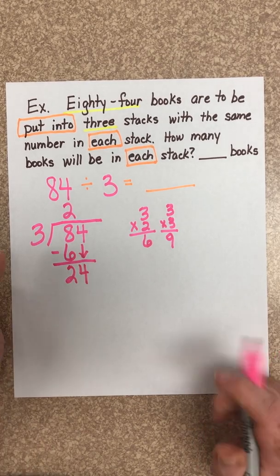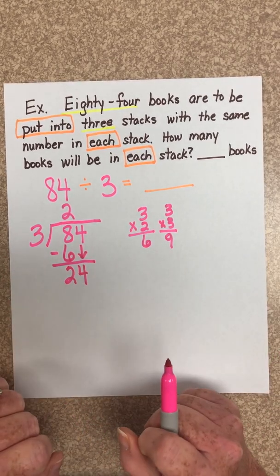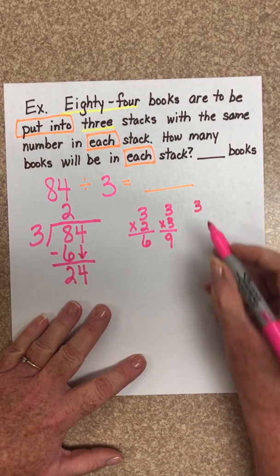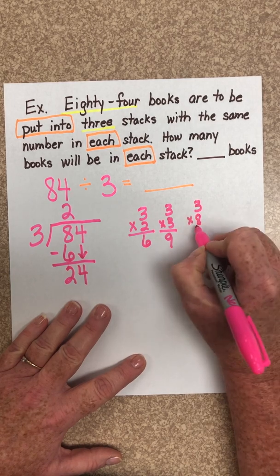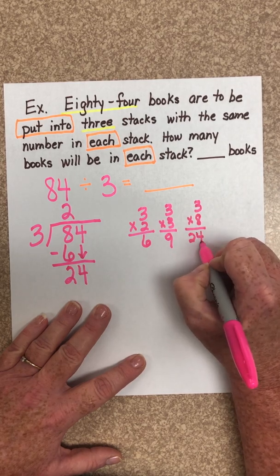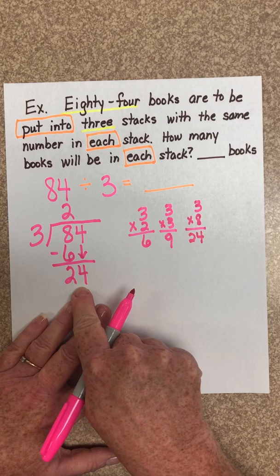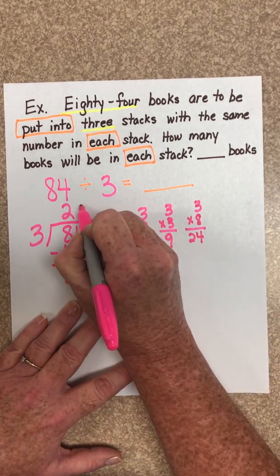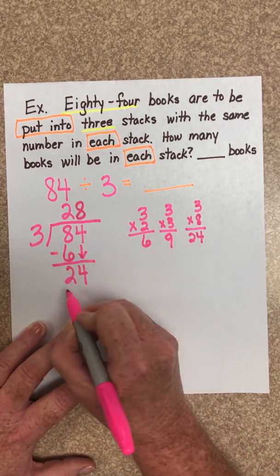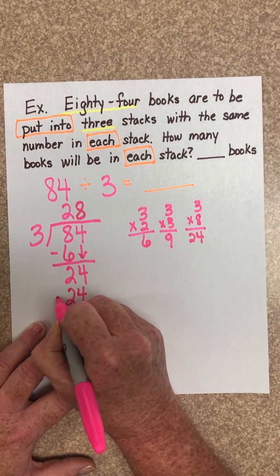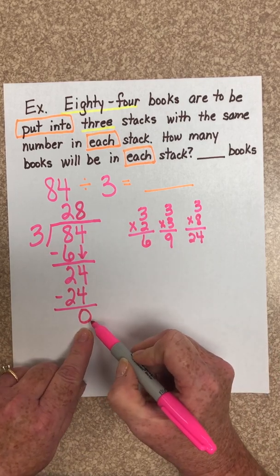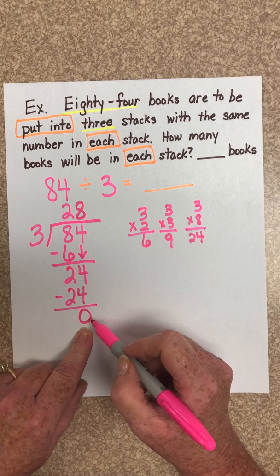Now we need to find out, well, how many 3s are in 24? Well, let's make a note over on the side. How about 3 times 8? Well, 3 times 8 is 24. That's what we're looking for. So now we know how many 3s are in 24? 8. And we put that above the 4. 8 times 3 is 24. And again, we subtract and we get a 0. Remember, this 0 tells us that we are finished and we do not have any remainders.